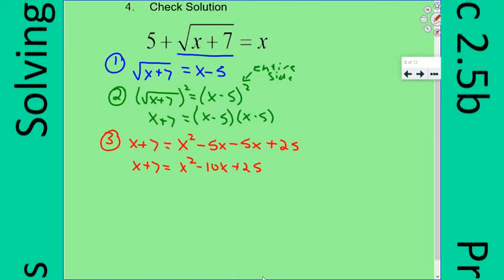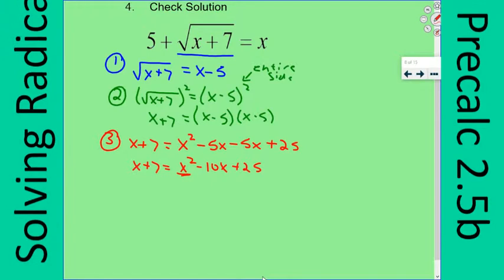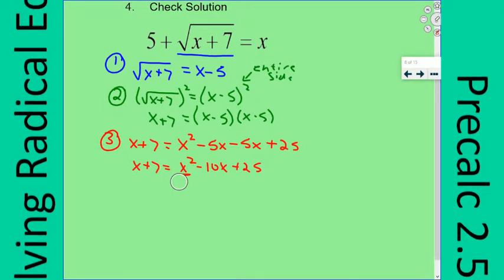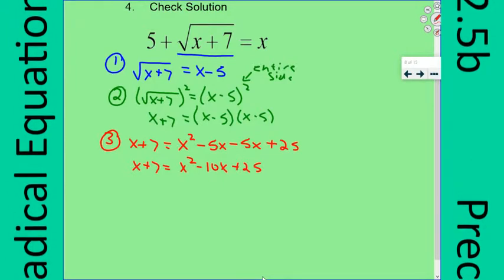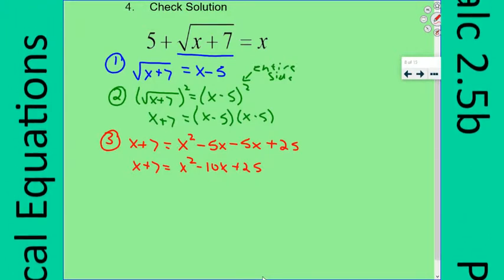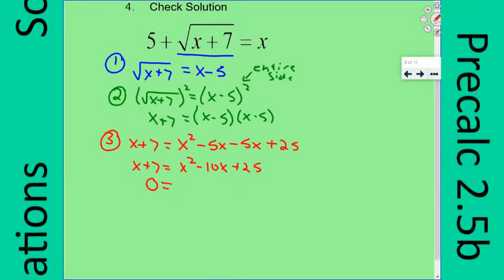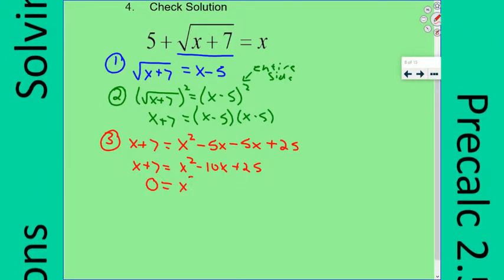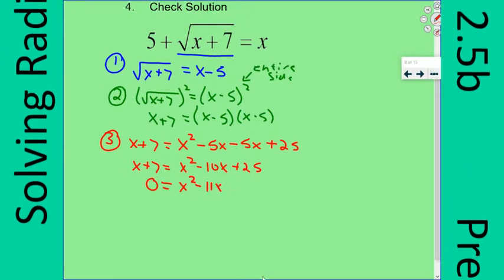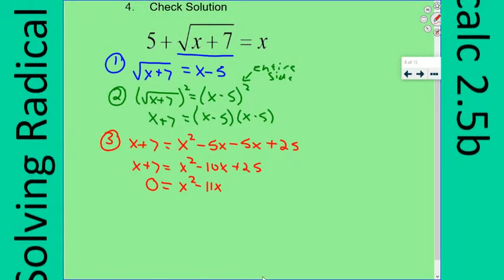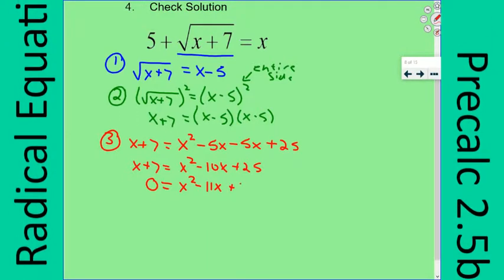Now, whenever we have any kind of squared stuff happening, we want to make sure that we are solving this like every quadratic we've solved up until this point, where we want to get everything equal to 0, and then we use one of those four solving methods to solve it. So I'm going to go ahead and subtract x plus 7 from both sides to get 0 on the left. x squared is going to stay what it is. We're going to subtract another x, so minus 11x, and then we're going to subtract 7 from 25, and we're going to be left with plus, let's see, that would be 18.